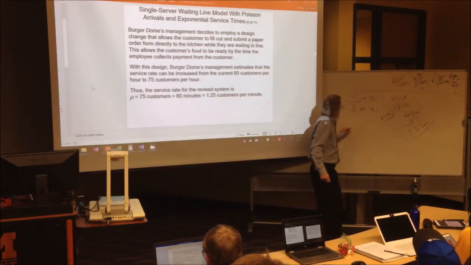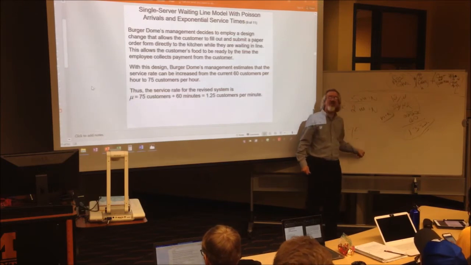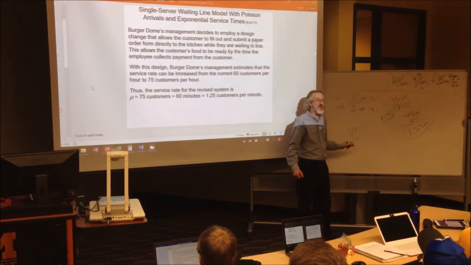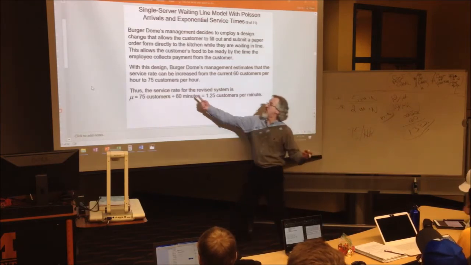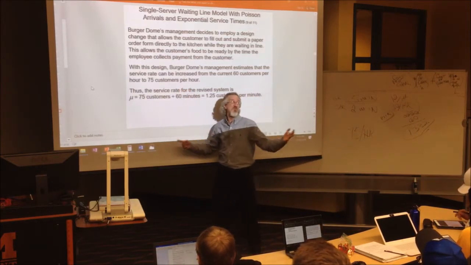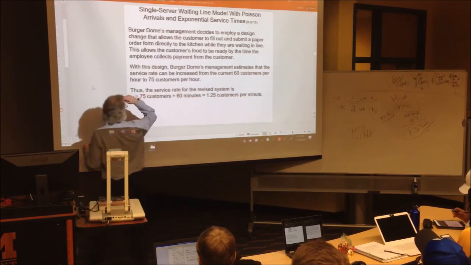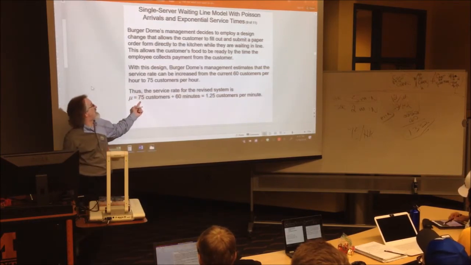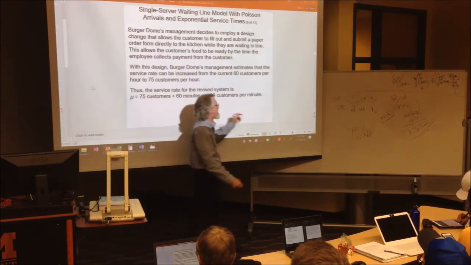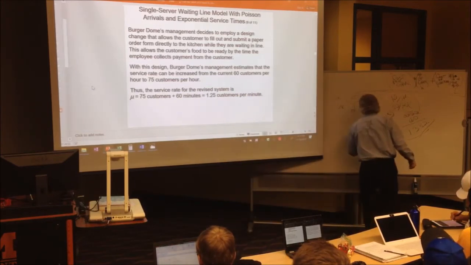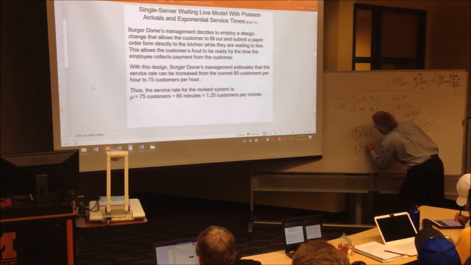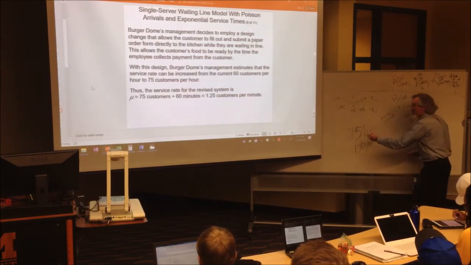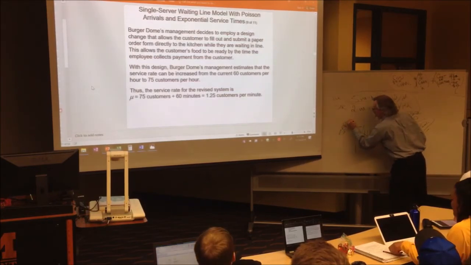So, is that rate or time? From 60 to 75, it says per hour. Right. It could say each hour or per hour, that's a rate. Thus, the service rate can be revised, because we were using per minute, you divide by 60. If we're handling 75 per hour, that would be 1.25 customers per minute. These are both rates, and they're both service.